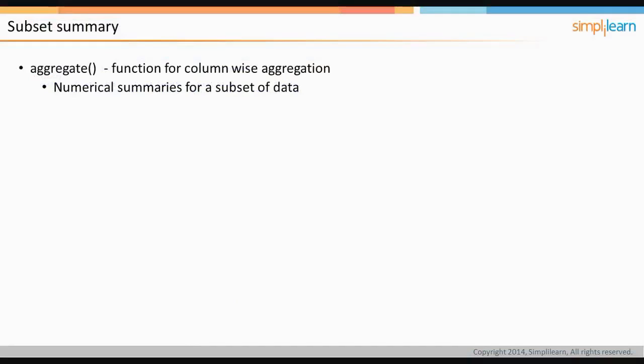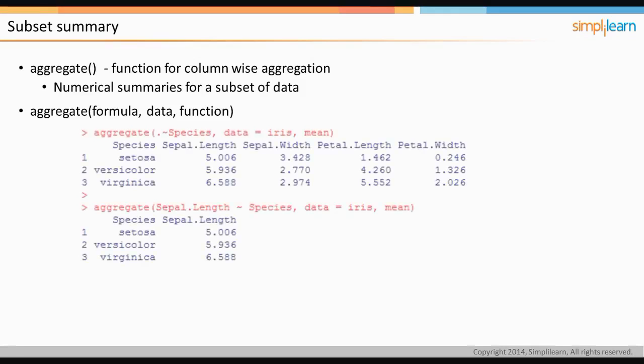The aggregate function is used to group data values of a particular column. The compulsory arguments are the formula for aggregation and the function for aggregation. The first argument aggregates all the columns, as denoted by the dot symbol, grouped by the value of species. The next argument mentions that the data belongs to the iris dataset, and the last argument specifies that the aggregation should be done by averaging the values. You can see the result has 3 rows, one for each class, and the mean values for each column.